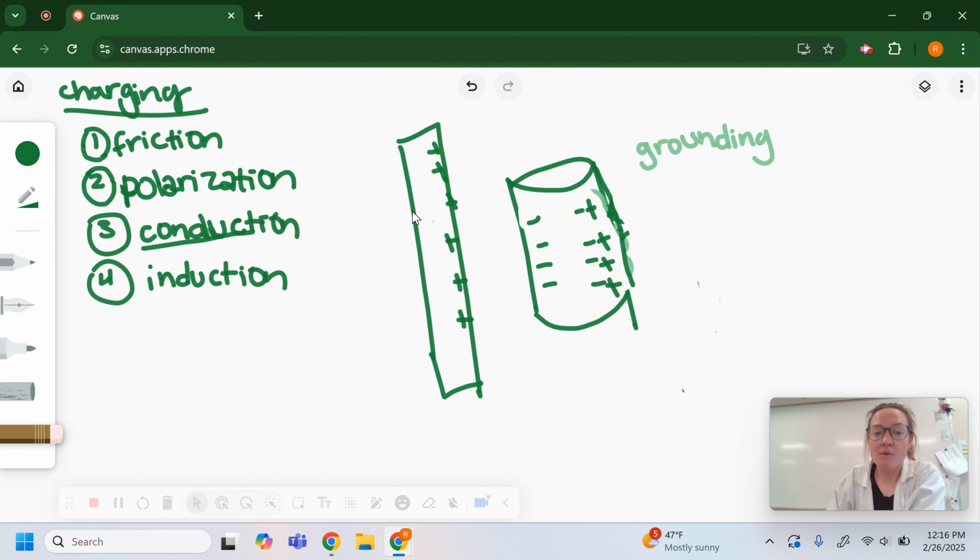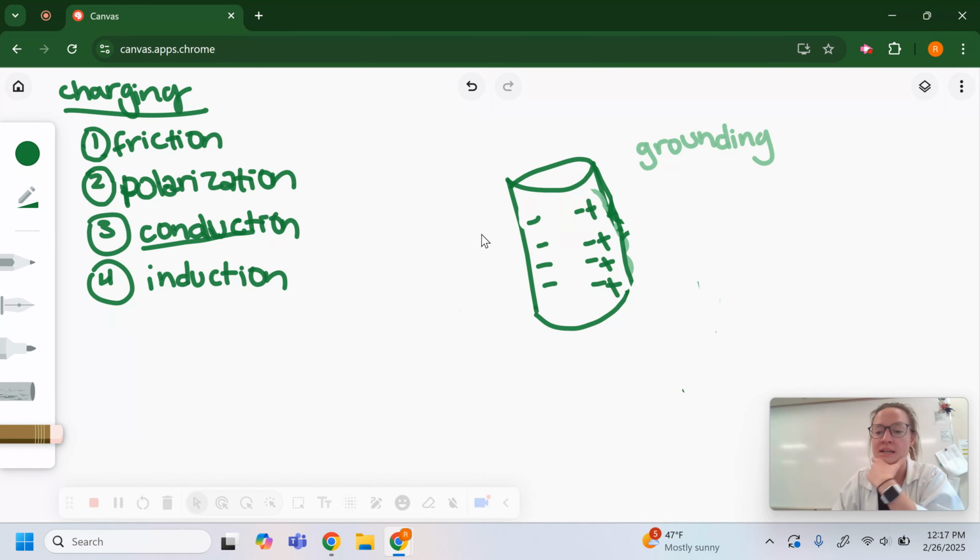Please, before you go, give yourself a nice reminder. What are the 4 methods of charging? Can you explain to yourself how each of them work, how charging by friction works, how charging by polarization, although that's really not charging, it's just moving charges around inside of an object, how that works, how charging by conduction and how charging by induction works?